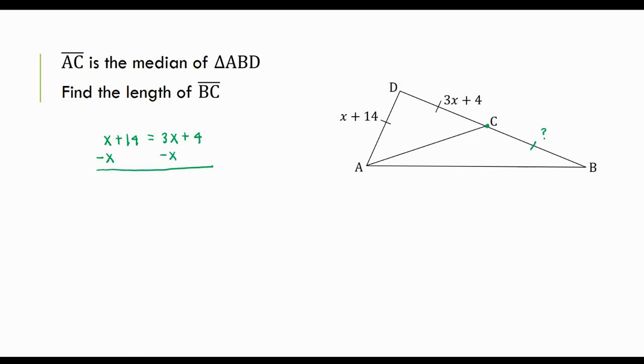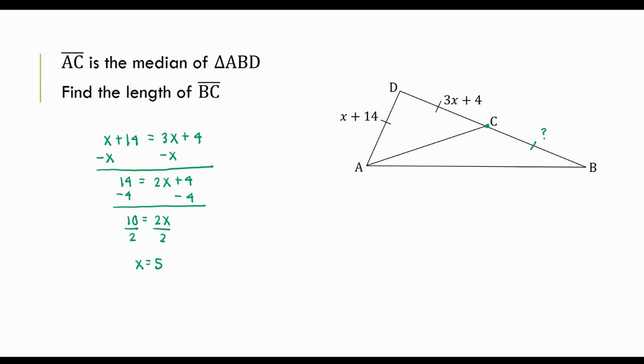So I'm going to subtract the x. I'm going to get 14 to equal 2x plus 4. I'll subtract 4. I'll get 10 to equal 2x. Divide both sides by 2, so I get x to be 5.